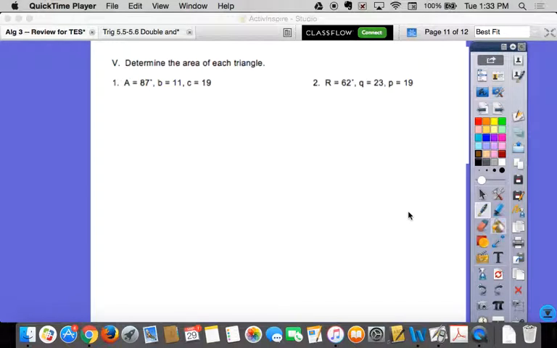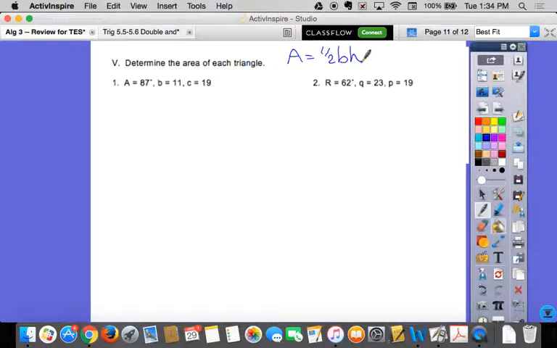Got a couple more problems to do dealing with the area of oblique triangles. Keep in mind you can't use your old standard area rule, 1/2 base times height. That only works for right triangles, and since we're not doing right triangles, we've got to have something special. So we're going to modify this.